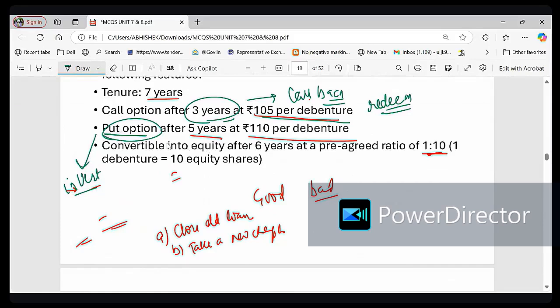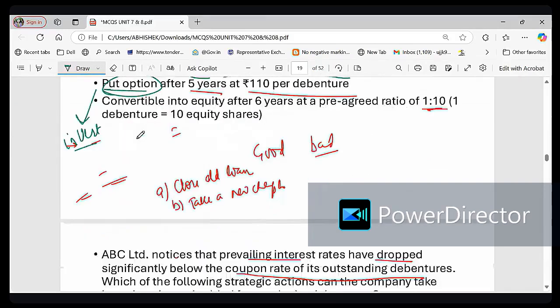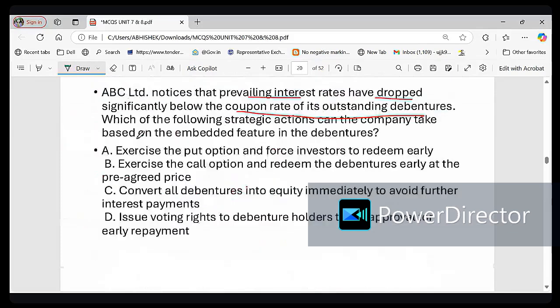And the third option is to convert into equity. This means the holder can convert the debenture into shares later at a pre-decided ratio. But what is happening is that interest rates have dropped. So what should the company do? The correct answer to this question is option B, right?